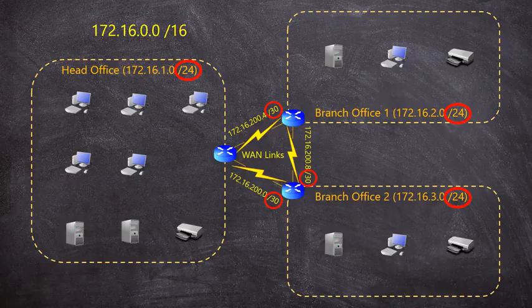Now, our original network, 172.16.0.0/16, has been broken into subnets of different sizes. Some are /24s and others are /30. And that's all VLSM is. It's creating subnets of different sizes.